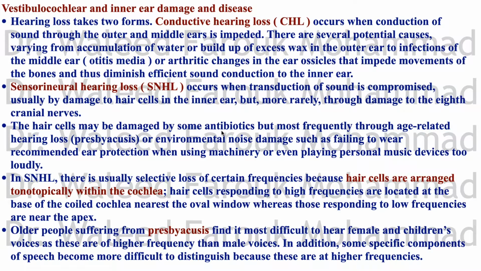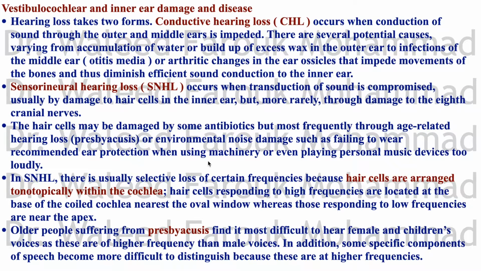while sensory neural hearing loss occurs when transduction of sound is compromised. Transduction means the conversion of the mechanical impulse into an electrical impulse, and this is done by the hair cells. So damage to the hair cells of the inner ear will result in sensory neural hearing loss, or maybe damage to the 8th cranial nerve itself.